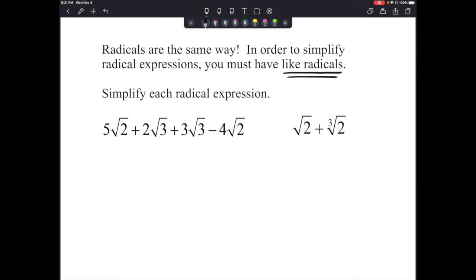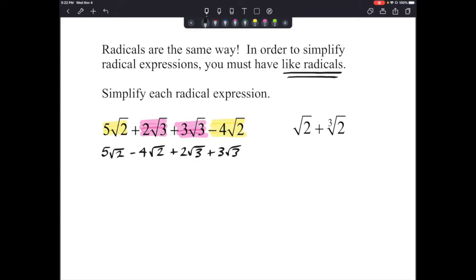It says simplify each radical expression. So we have 5 radical 2 plus 2 radical 3 plus 3 radical 3 minus 4 radical 2. As we look at these, we have a 5 radical 2 and a negative 4 radical 2. And then we've got a positive 2 radical 3 and a positive 3 radical 3. I've highlighted the like terms. If you want, you could reorder them: 5 radical 2 minus 4 radical 2 plus 2 radical 3 plus 3 radical 3.